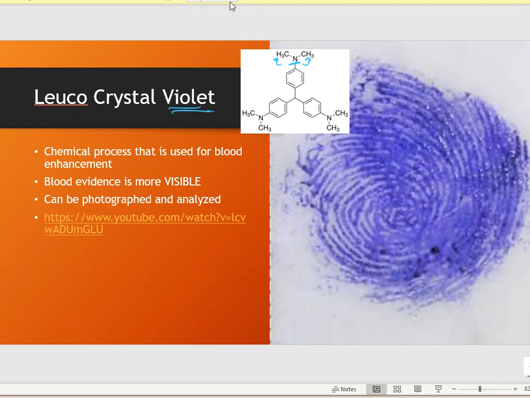Leuco crystal violet, as you can imagine, a violet color will probably show up, and it does. So over here to the side, you actually see a fingerprint that has been marked with leuco crystal violet. We can photograph this, we can analyze this, we can bring this into the laboratory, we can take it to our courtroom for evidence, but it's so bright and so distinctive that any normal camera will be able to work with this.